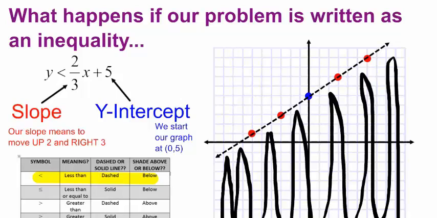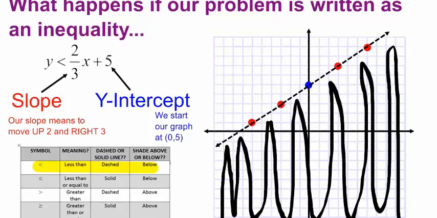Now, you also want to write this down because we want to remember what happens if our problem is written as an inequality rather than an equation. So in this case, we don't have the line y equals 2/3x plus 5. We have the inequality y is less than 2/3x plus 5. So first off, we know that because it's less than, it's going to be a dashed line, and we're going to shade below. So we do the same thing. We have our same y-intercept, same slope, up 2 right 3, and we follow that pattern to build our line. And then we know I'm going to use a dashed line, so we've created a dashed line here.